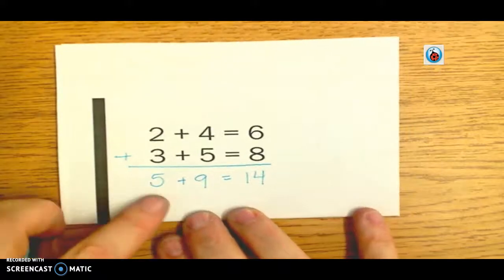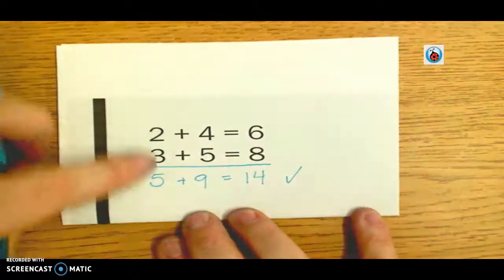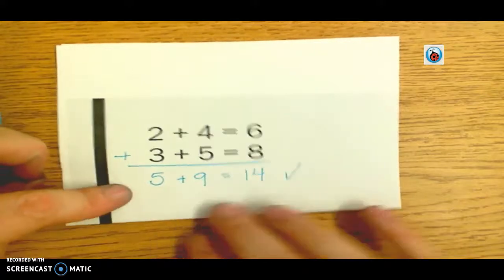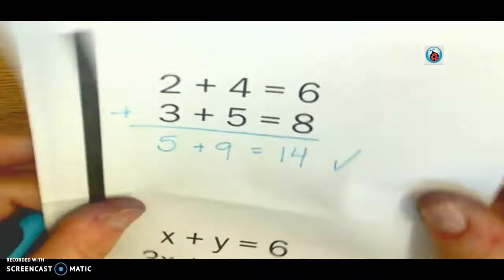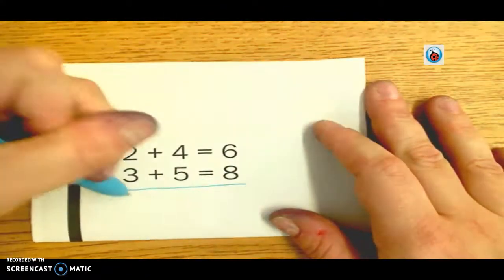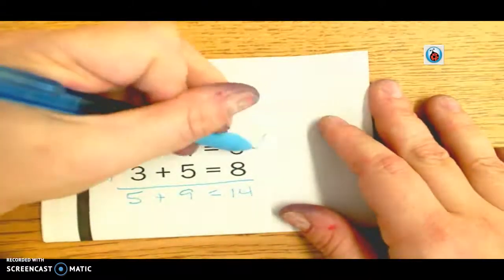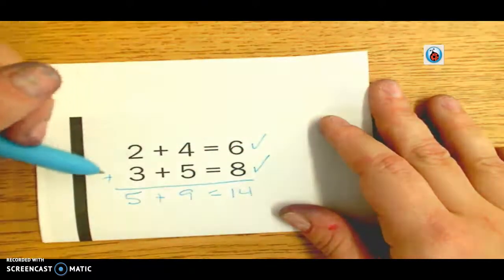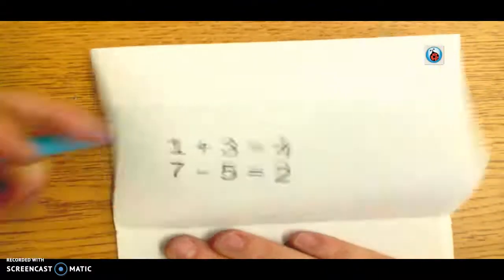Did that make a true statement? Does 5 plus 9 equal 14? Yeah. So when you add two equations together, it still makes a true statement, and we're going to take that idea. Oops, I did the wrong one there. It's supposed to be this one. Here we go. 5 plus 9 equals 14. So a true statement and a true statement, if you add them together, still make a true statement. Cool.